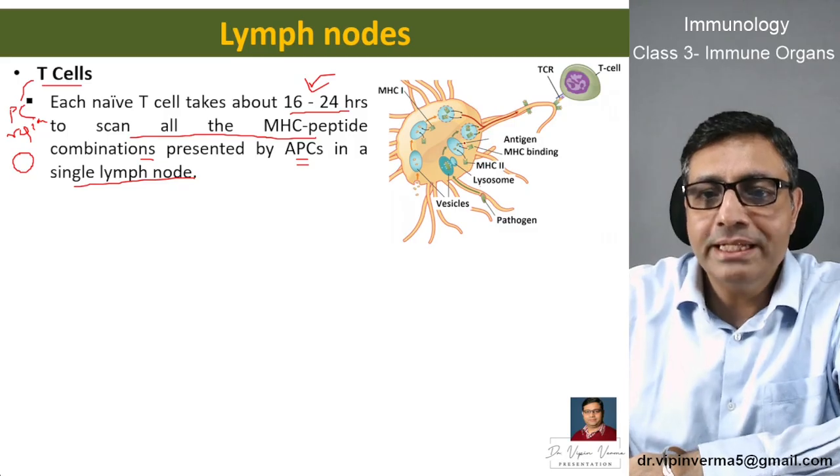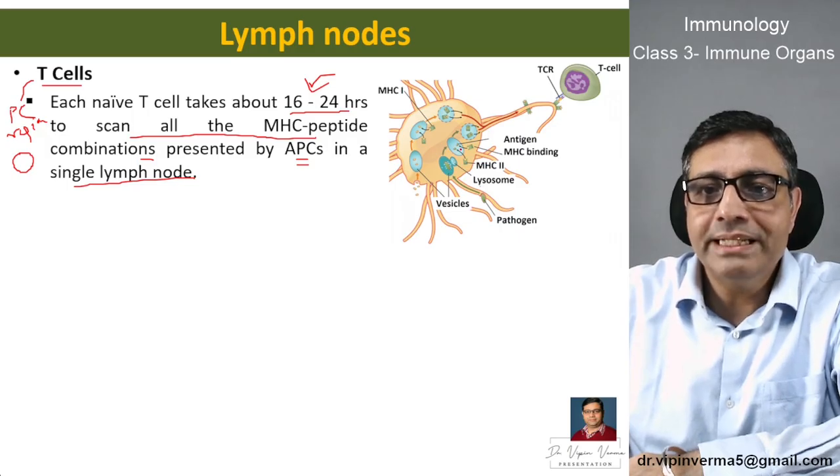Okay, so if you see here, the pathogen is taken up using this vesicle, and then we have the lysosome. So lysosomal enzymes are degrading it, and in the course of the degradation, the MHC molecules are binding the peptide, and then it is presented on the surface of the dendrite.